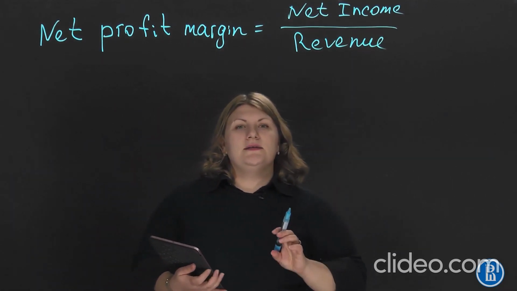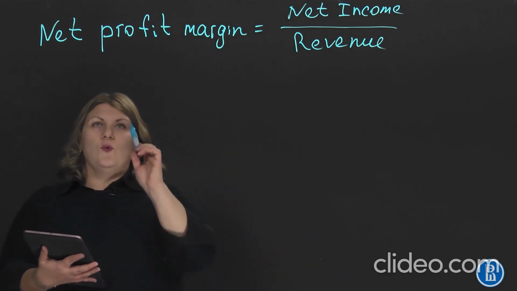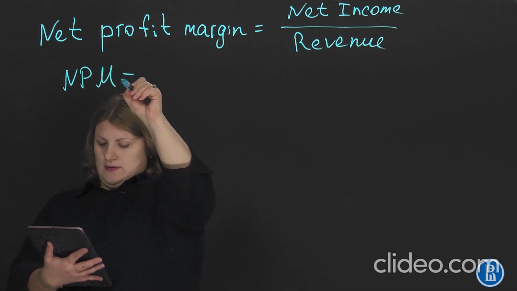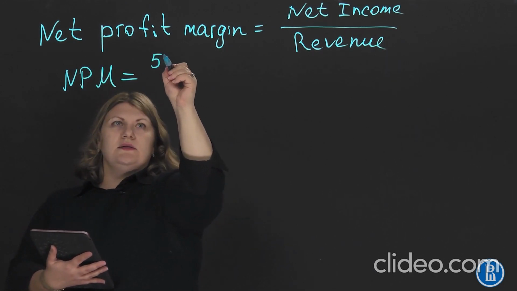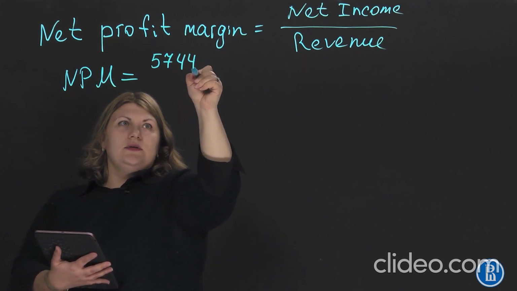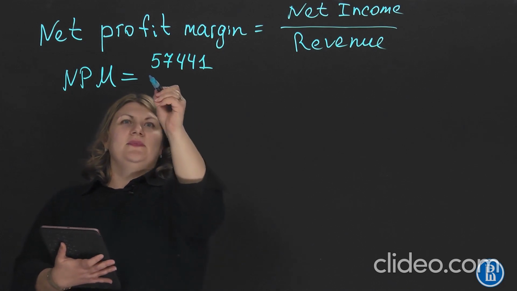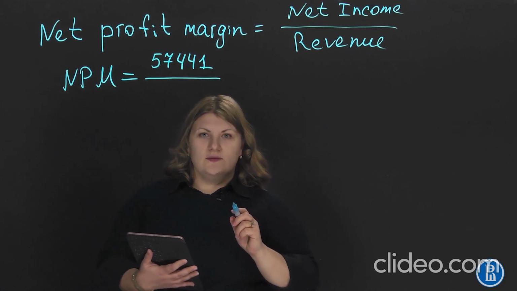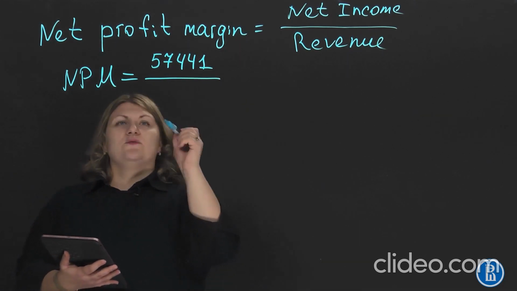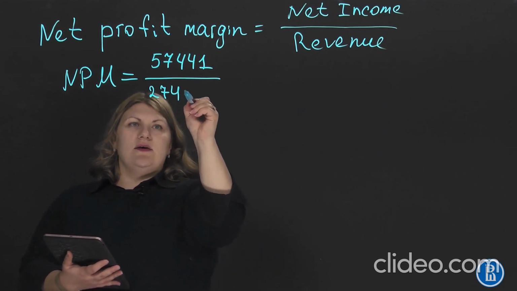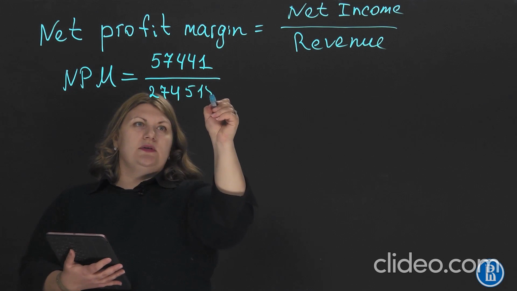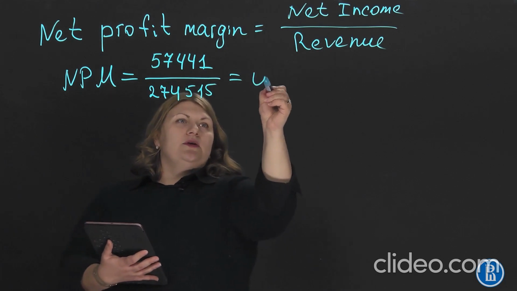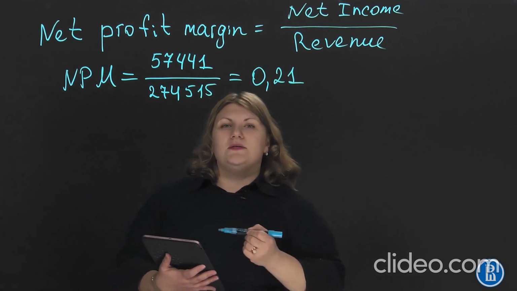You will find their net income, and it is for Apple company for 2020 just as follows: $57,441 million. And we will divide it over the total revenue for our company, which is for 2020 $274,515 million. Now, as you can see, net profit margin for Apple is 0.21.